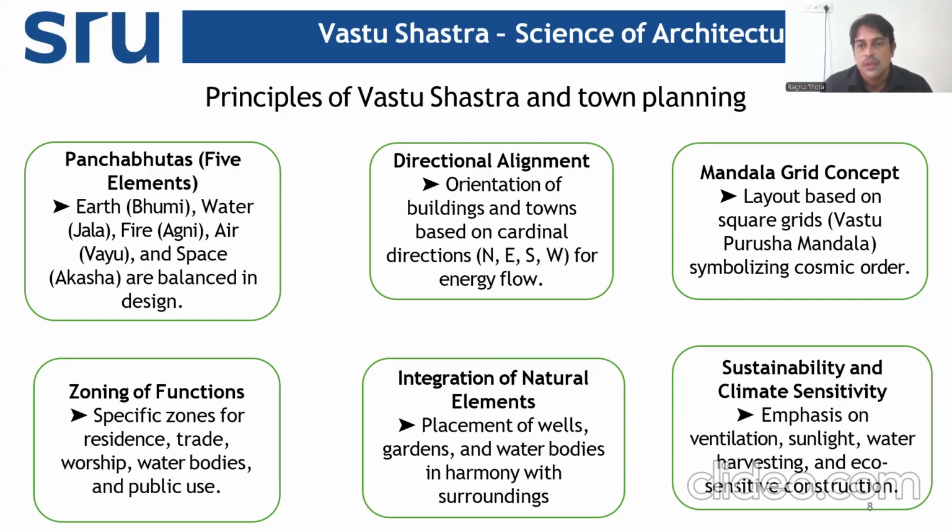Next one, mandala. What is that? If they had the space, the space was divided into squares. Even now, we are following the same norm. If you have a space to construct a building, first we make a plan. That space is divided into different squares, such as one for the main bedroom, another for the kitchen. Everything is in the form of squares. This tradition was there in ancient times and we have adopted it now. And zoning of functions: specific zones were allotted for residence, trading, worship, water bodies, not like modern civilization.